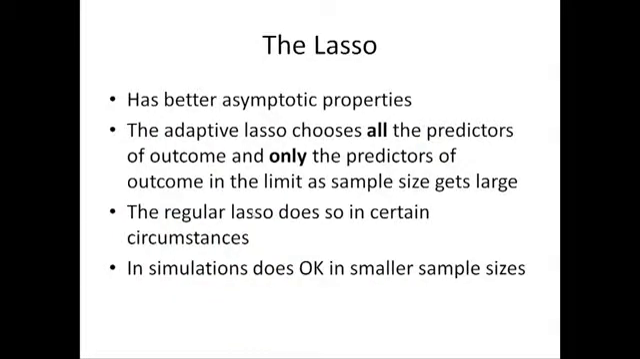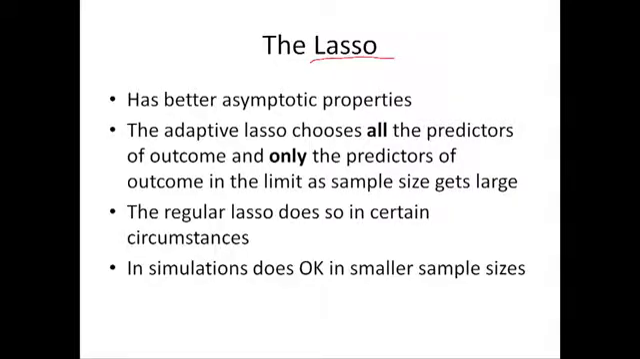So here's something that is decently good. It is the Lasso. It was developed by Rob Tibshirani, who's a statistician and a very good one. And it actually does have asymptotic properties. In the limit, as your sample size gets big, it tends to only choose variables that are predictive of your outcome.